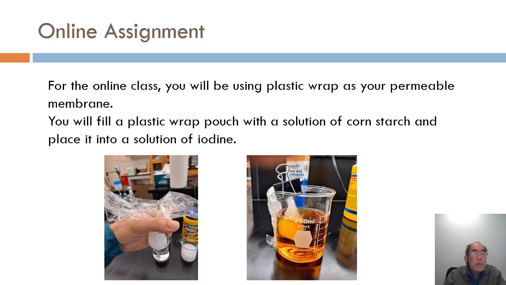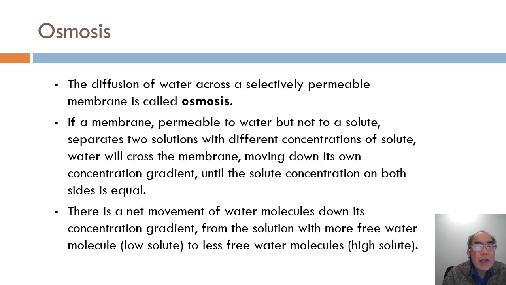Okay? Okay, next we'll talk about osmosis. Osmosis is the diffusion of water across a selectively permeable membrane. If a membrane is permeable to water but not to a solute, and it separates two solutions, then the water will move from areas of low solute concentration through the membrane to areas of high solute concentration.